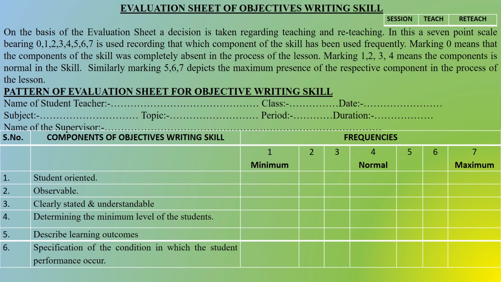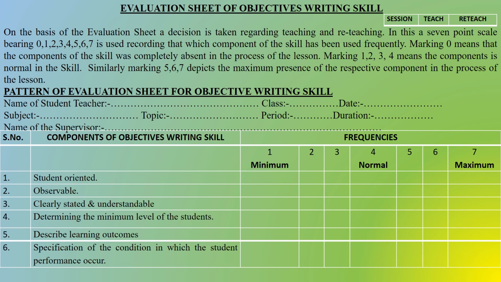Evaluation sheet of objective writing skill. It is on the basis of the evaluation sheet that a decision is taken regarding the teaching and reteaching. This is a 7-point scale bearing 0, 1, 2, 3, 4, 5, 6, 7, used for recording which component of the skill has been used frequently.